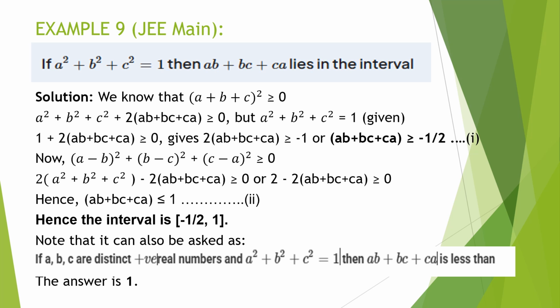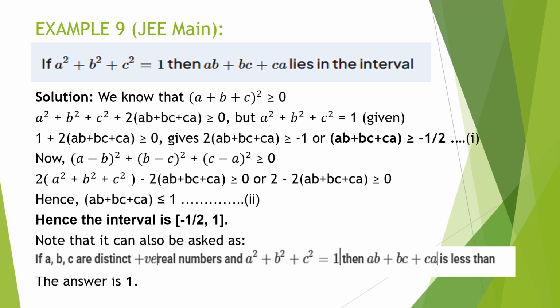Now again, if all the squares are greater than or equal to 0, the sum of squares will be greater than or equal to 0. So (a minus b) whole square plus (b minus c) whole square plus (c minus a) whole square is greater than or equal to 0. Now this type of thing you should get an idea of by looking at the example. Since we are given a square plus b square plus c square is equal to 1, we want to use this. So from this inequality, after simplification, what do you get? 2 into bracket a square plus b square plus c square minus 2 into ab plus bc plus ca greater than or equal to 0. So taking out 2 common, what we get is ab plus bc plus ca less than or equal to 1.